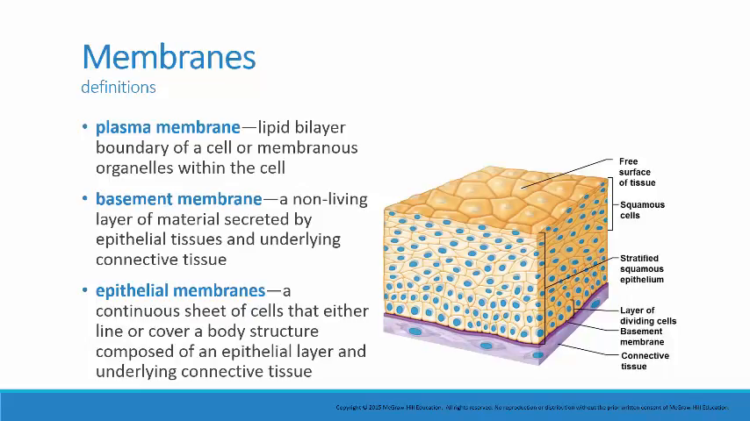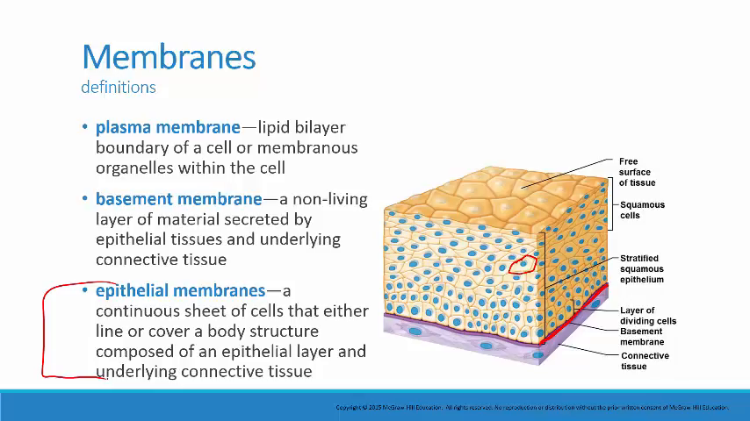We've used it to talk about the lipid bilayer that forms the boundary around a cell. That's the plasma membrane. We've talked about basement membranes. That's that layer that separates epithelial tissue from the underlying connective tissue. That non-living layer, primarily built of protein fibers, helps to support and give flexibility to an epithelial surface. Now we're going to talk about epithelial membranes. That's what this section is about.